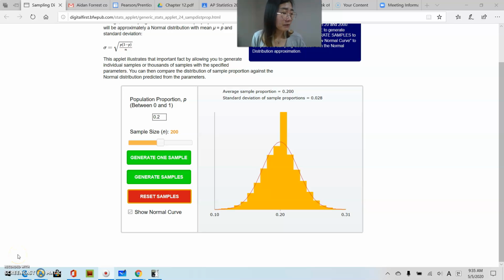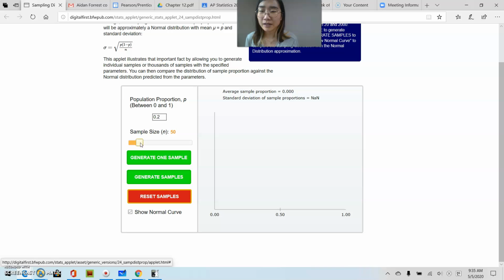Hey guys, we are doing a new section today and I will upload the link for this applet, but I want you to play with it so you have a better understanding of the central limit theorem. You can create a bigger or smaller sample size, and you can create a different population proportion. Just pay attention to the x-axis because it's going to show you.